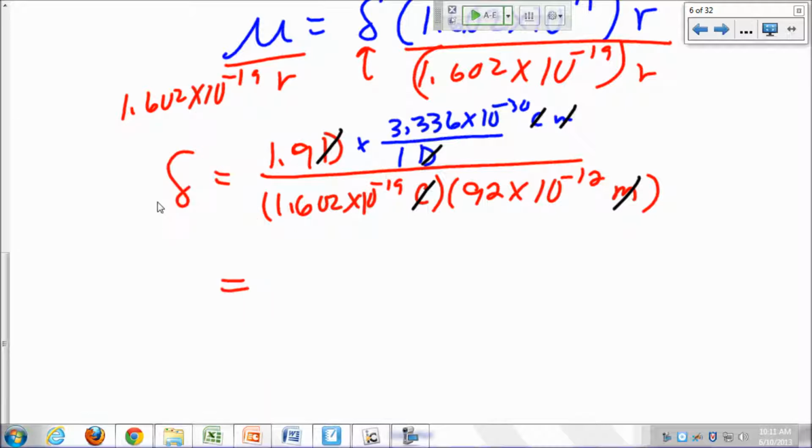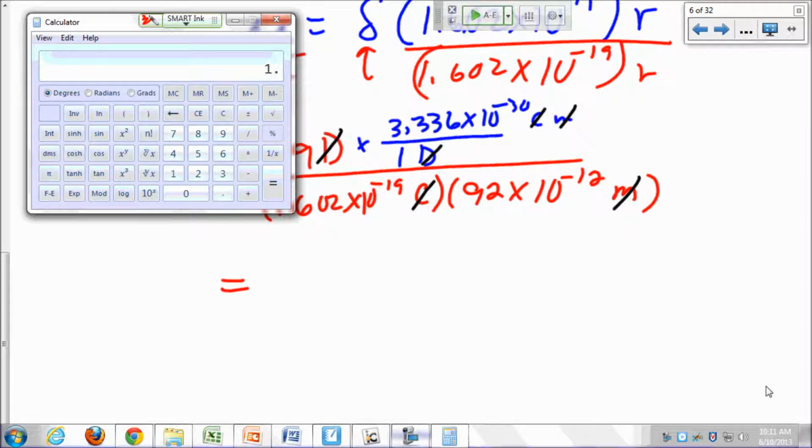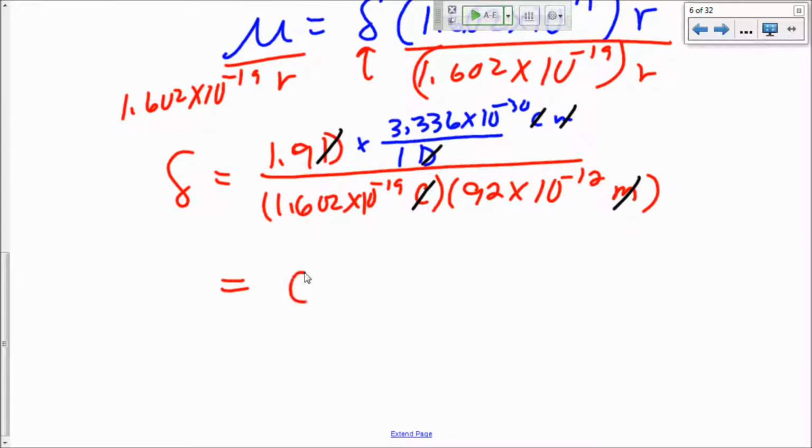Let's see. So 1.9 times 3.336 times 10 to the negative 30, divided by 1.602 times 10 to the negative 19, divided by 92 times 10 to the negative 12, gives 0.43. So we say that our ionic character is 0.43, or we say it's 43% ionic.